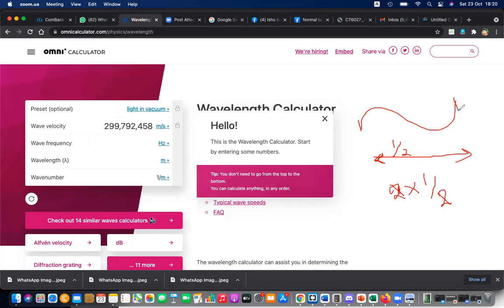There are two waves per second, and one wavelength is half. Then half into 2 is 1. So that is the speed, 1 meter per second.